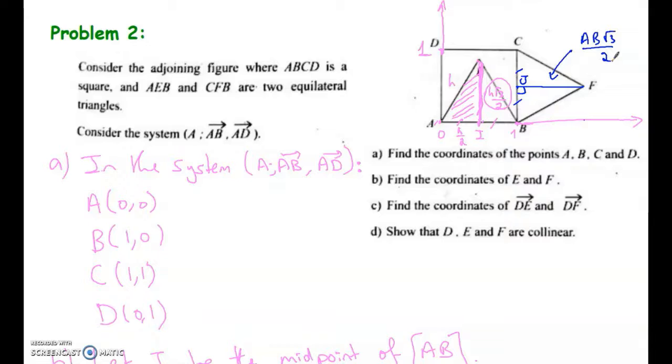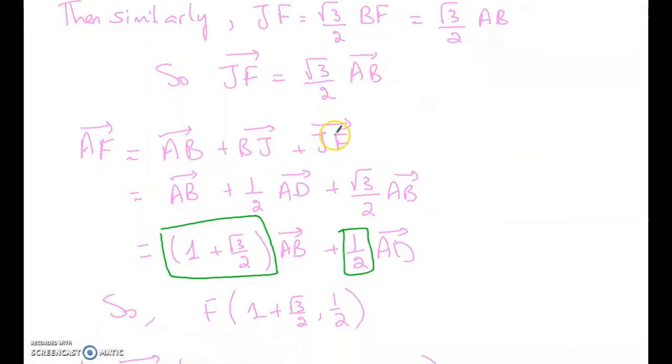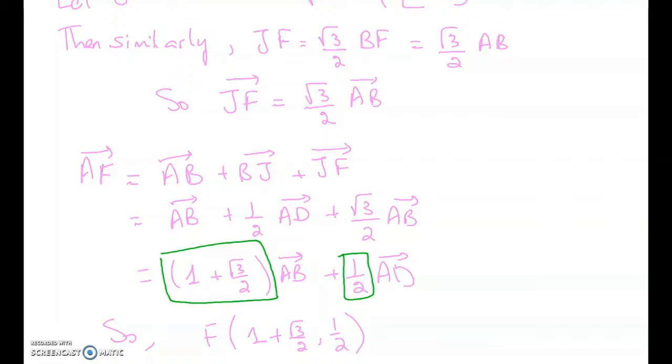Now, notice also that vector JF and vector AB have the same direction and same sense. So I can say that JF vector is equal to radical 3 over 2 AB vector. So this is what I explained here. Now substitute it here. So we said AF is AB plus BJ plus JF, which is AB plus half AD plus, now JF is radical 3 over 2 AB. So I put it here. Take AB as a common factor. So we get 1 plus radical 3 over 2 AB plus half AD. This means that the coefficients of vectors AB and AD are the coordinates of point F. So F is 1 plus radical 3 over 2, half.